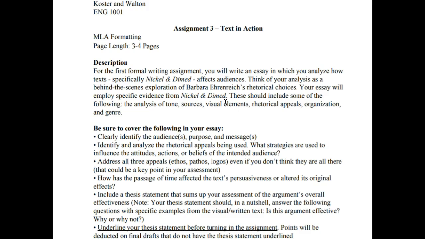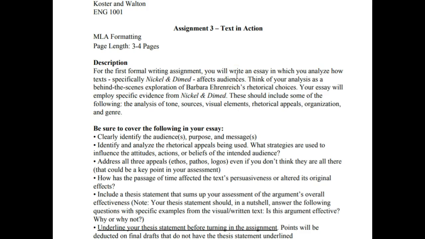So for the text in action assignment, you're going to actually have an opportunity to have your first formal writing assignment, which means you're going to be writing in 3rd person. So for your first assignment, the reflection, you wrote from 1st person, which was I. This is 3rd person, which means from we and they perspective. So make sure that you use that as you write moving forward, unless we ask otherwise.